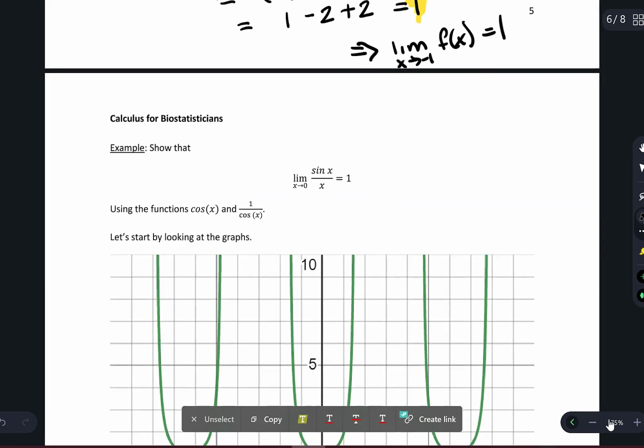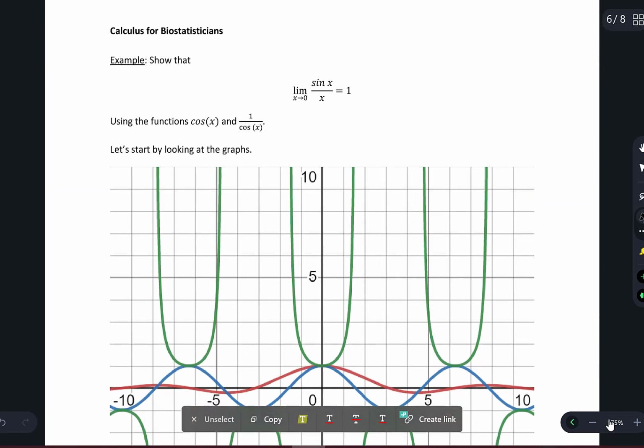So here's another example. Now, for this example, we're going to go back to that function that we saw earlier. So we're interested in the limit as x approaches 0 of sine of x over x, and we want to show that that's equal to 1. And we're going to do this using the functions cosine and 1 over cosine. Now, your textbook actually talks about the choice of those functions, and it is related to the geometry. I'm just going to gloss over that here, but if you want to see where these functions come from, you're more than welcome to go read that section in the book.